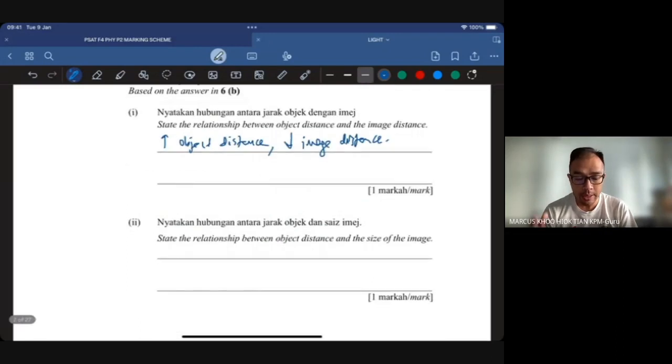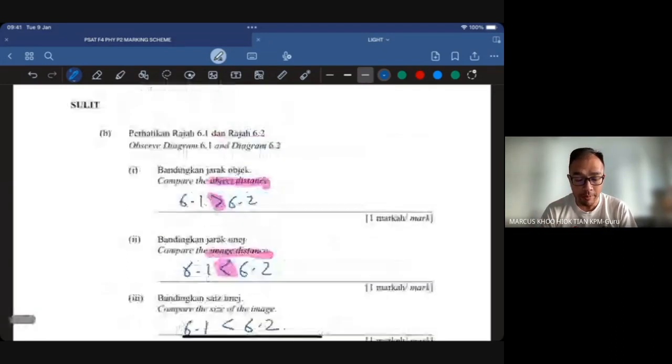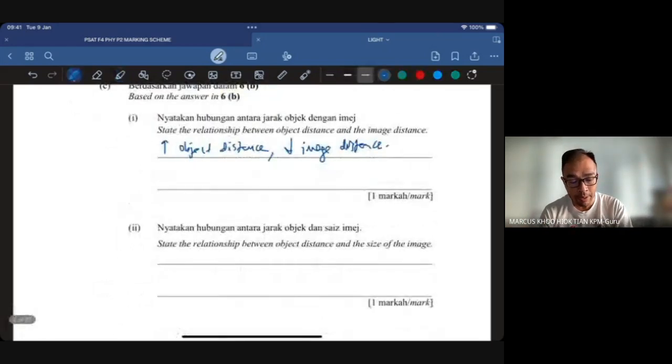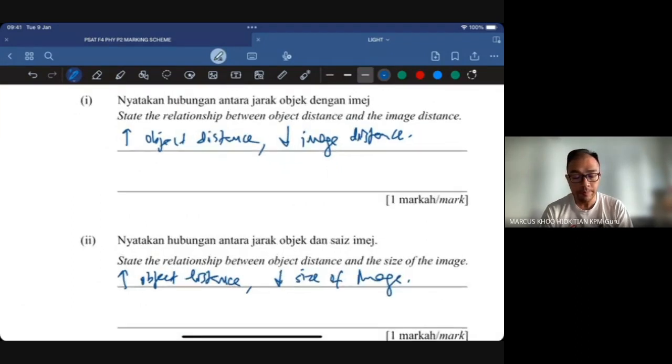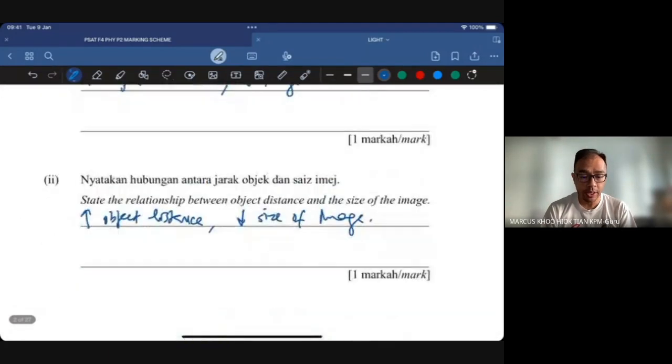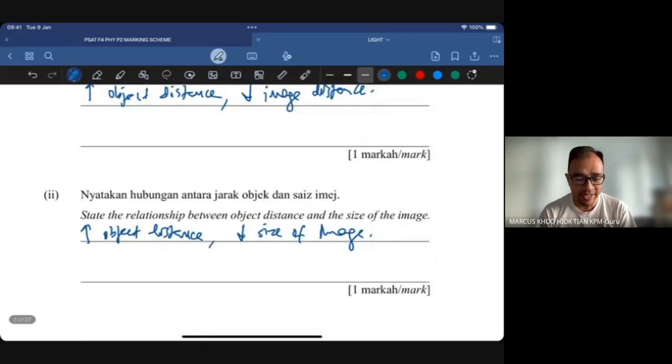Likewise, state the relationship between the object distance and the size of the image. Object distance is this. Size of the image is this. Since they are both also different directions, they will have the same relationship lah. The bigger the object distance, the smaller the size of image. So this is quite an easy comparison lah, I feel. Good starting for our very early morning class.